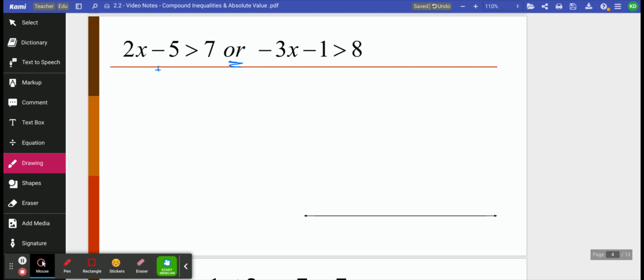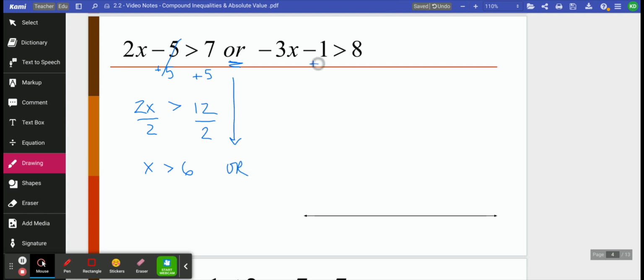So I'm going to start over here by adding 5 to both sides. That cancels these out. We get 2x is greater than 12. Divide by 2, divide by 2. Remember, if I multiply or divide by a negative, I switch that symbol around, but that's not the case here. So here's part of my inequality, right? I'm going to bring that word "or" right down here, okay?